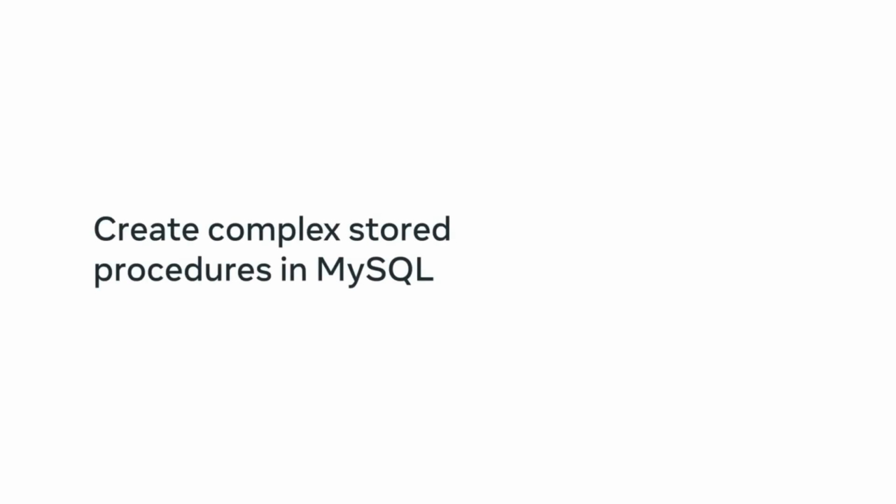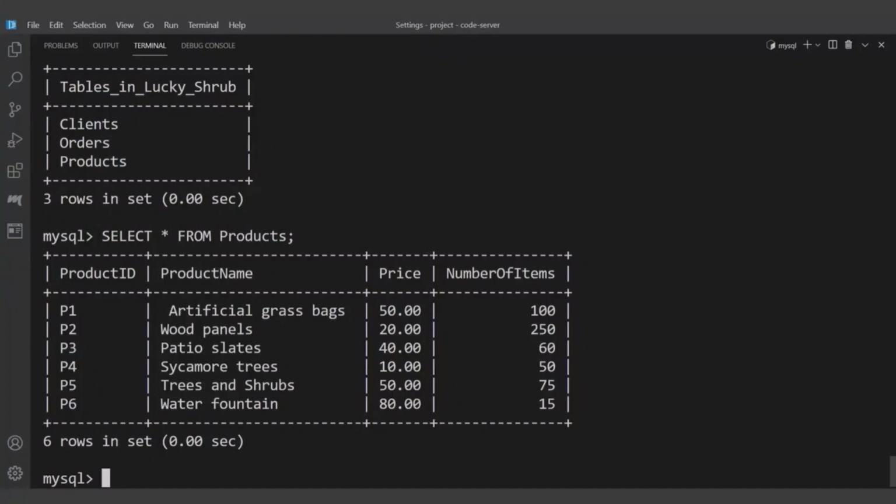Great work. You should already be familiar with the process for creating basic stored procedures. So in this video, you'll learn how to create more complex stored procedures that require multiple statements. You can learn how these procedures work by helping Lucky Shrub. Lucky Shrub need to determine the current cost of each of their products ahead of their upcoming sale.